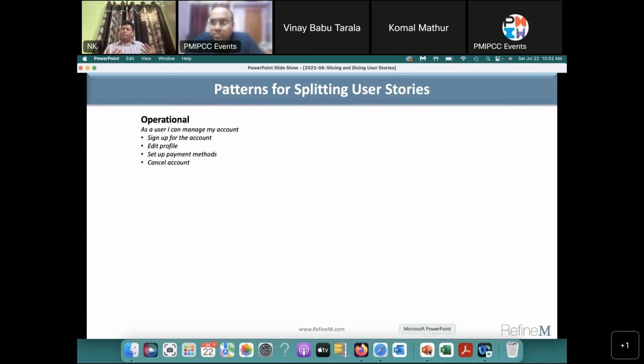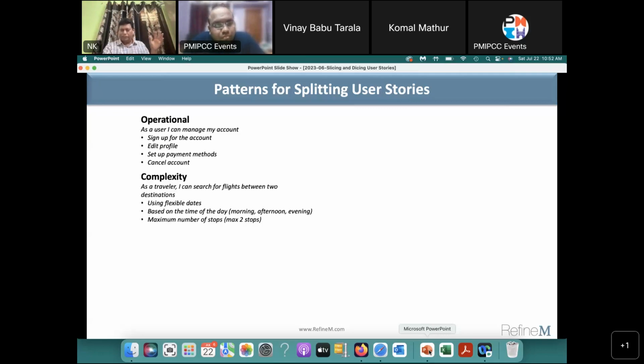So manage can become an epic. And then each one of them is a story. That is how you break a bigger story or epic into smaller stories, right? So look for the operational aspect. That's one scenario. Second is complexity. You might have seen this: as a traveler, I can search for flights between 2 destinations. If you fly, you do it. I do it all the time, right?